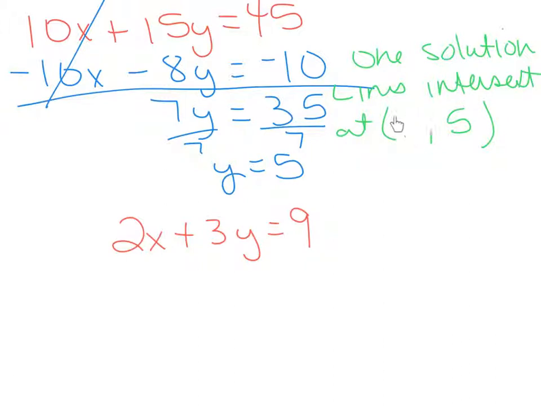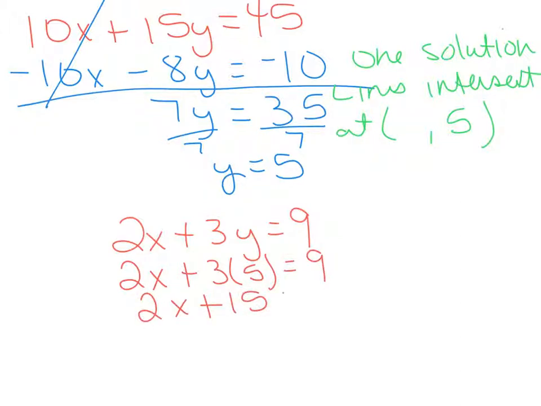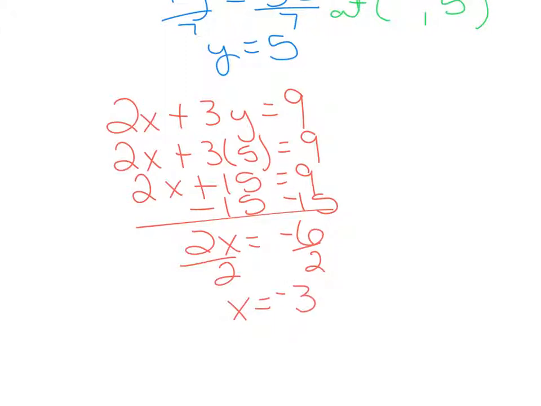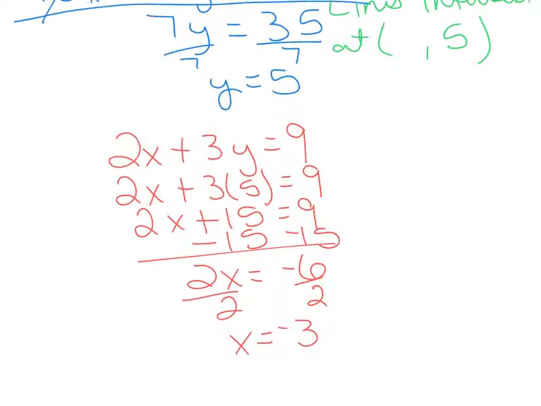I need to find this x coordinate, so I'm going to substitute this y right in here. So that gives us 2x plus 3 times 5 equals 9. 2x plus 15 equals 9. Subtract that 15, and we get 2x equals negative 6. Divide by 2. X equals negative 3. So that's the rest of our ordered pair there.